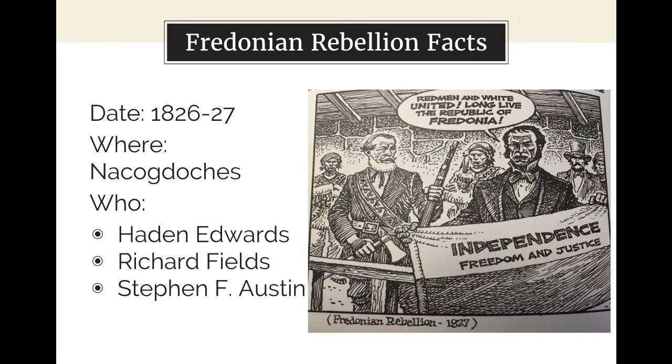The Fredonian Rebellion begins in 1826, and carries over into 1827, in Nacogdoches, one of the few cities that were still around after Spain left Texas and Mexico became independent. Some of the people involved are Hayden Edwards, Richard Fields, who was a Native American, a Cherokee chief, and Stephen F. Austin.